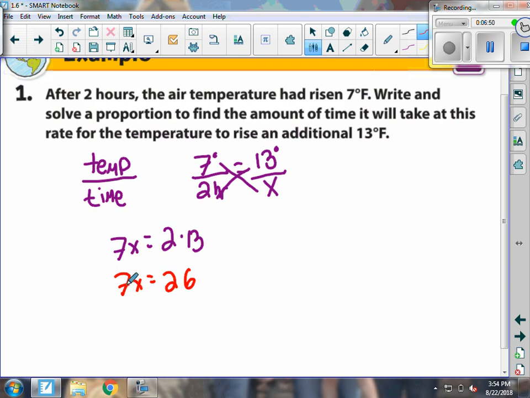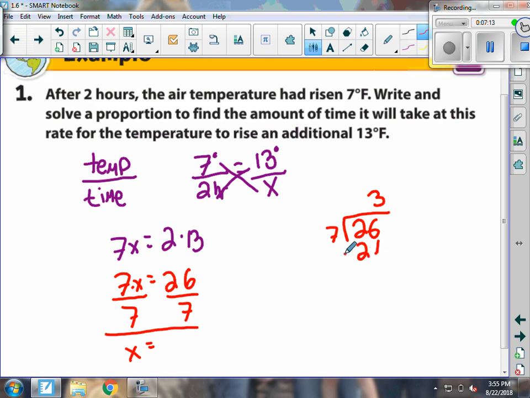What's happening between the 7 and the x? That's multiplication. The opposite of multiplication is division. So we're going to divide both of these by 7. So x is equal to, I've got to figure this out, so I have to use long division. How many times does 7 go into 26? It goes in 3 times. That's 21. 26 minus 21 is 5.